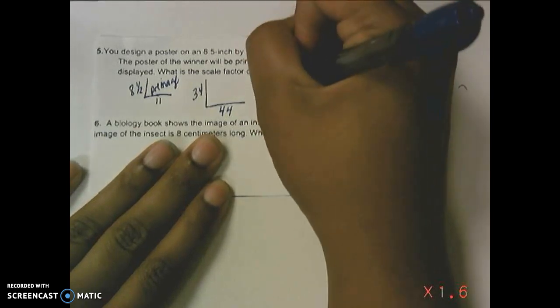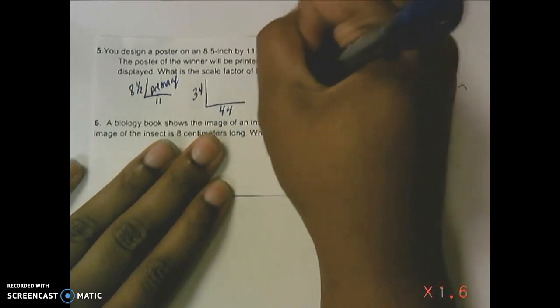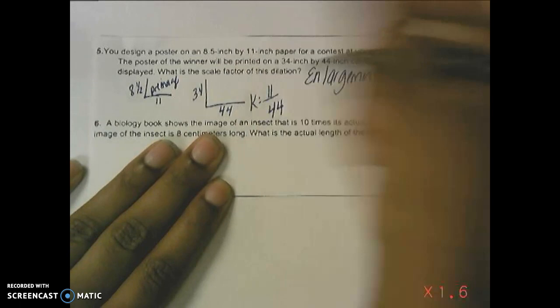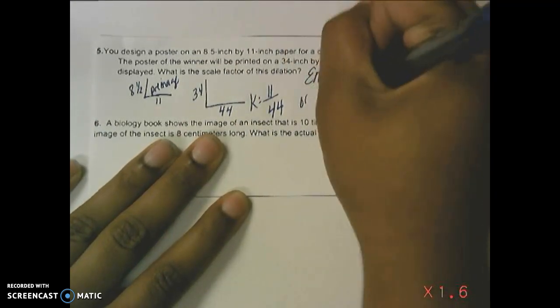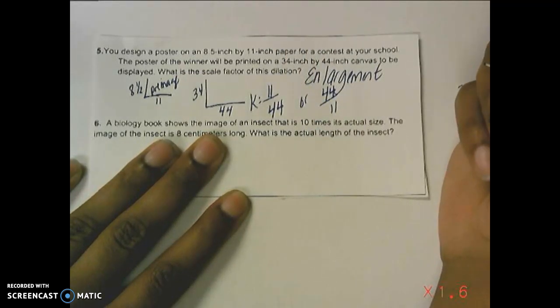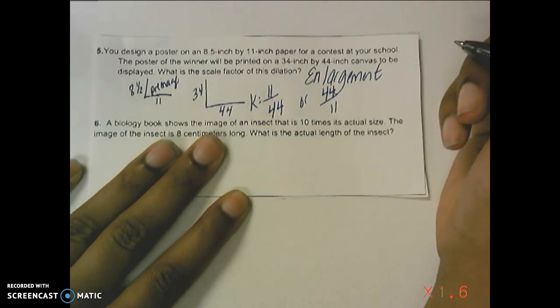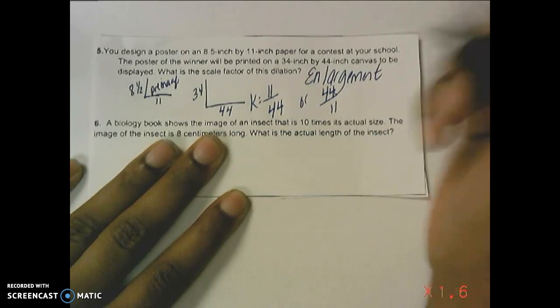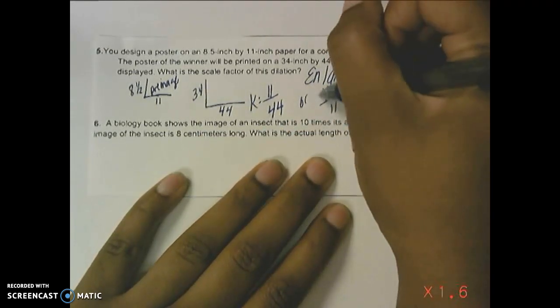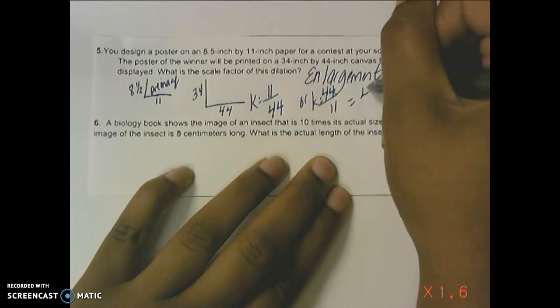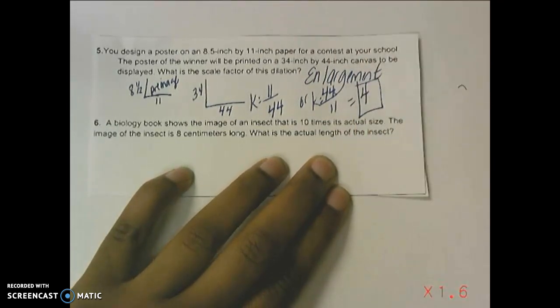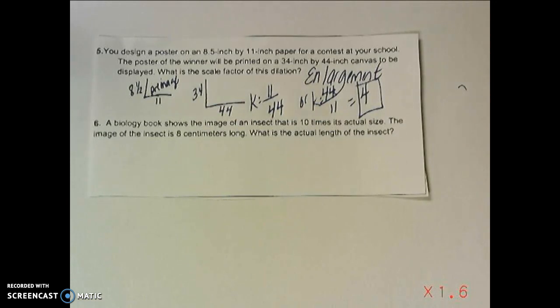So question, would it make sense to write the fraction for the scale factor as 11 over 44 or 44 over 11? Take a second, think about it. The correct answer for this would be a scale factor of 44 over 11, because 44 over 11 would reduce to 4. So the scale factor for the enlargement would have to be 4. Okay? All right.